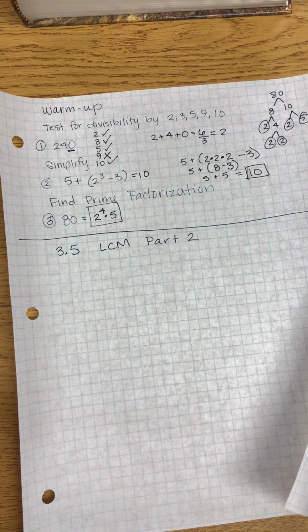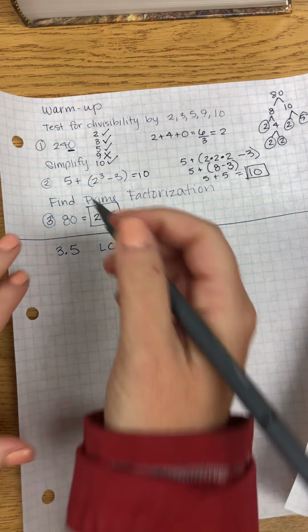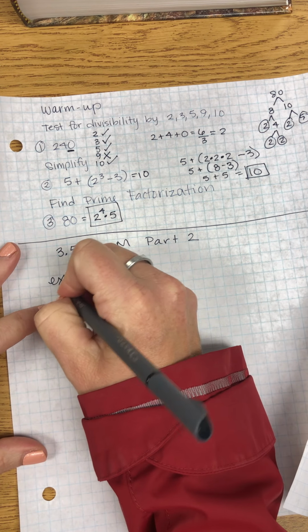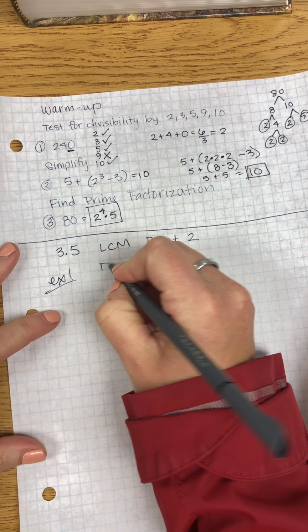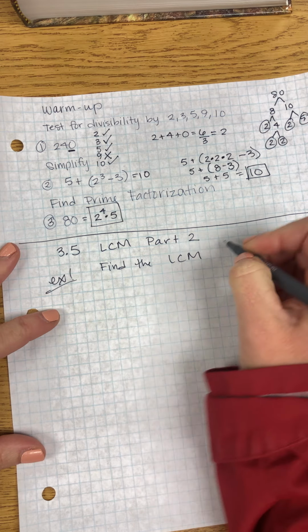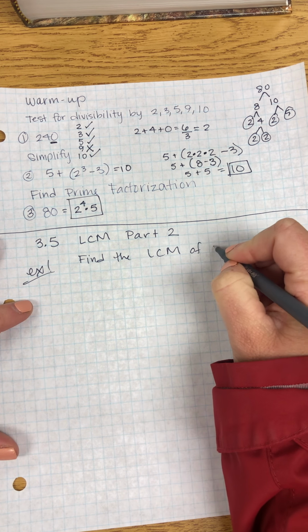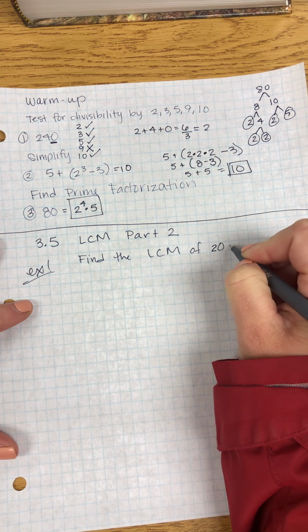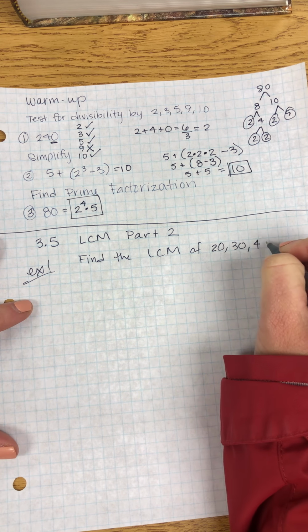60. Nice job. Okay. So now today, yesterday we were working on small-ish numbers. So today we're going to be working on larger numbers and how to solve. All right, so we're going to start with an example. Let's say that we have: find the LCM of 20, 30, and 45.